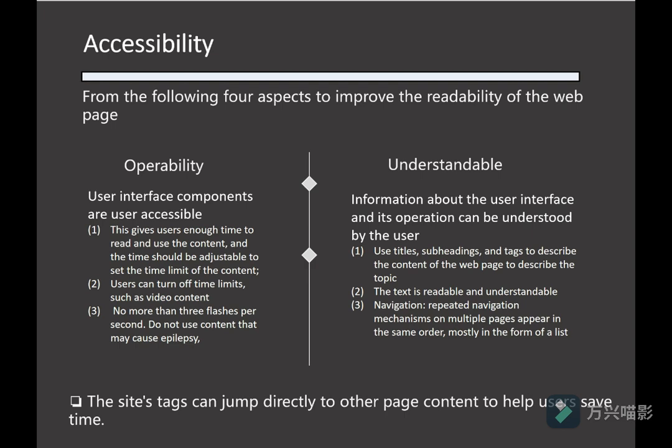And the last section is understandable. The information in the web page about the user interface and its operation can be understood by users easily. And we use titles, subheadings, and text to describe the content of the web page, to describe the topic, and all the text is readable and understandable.